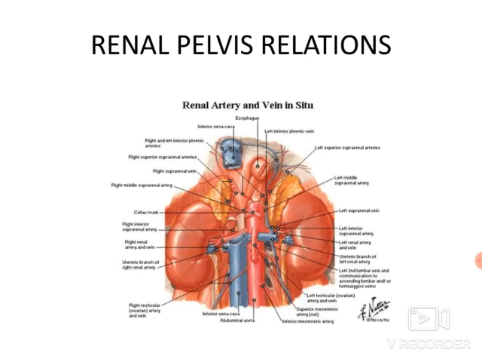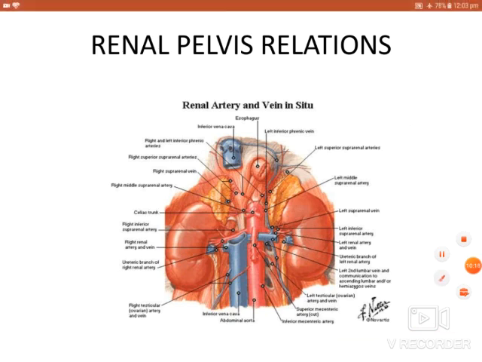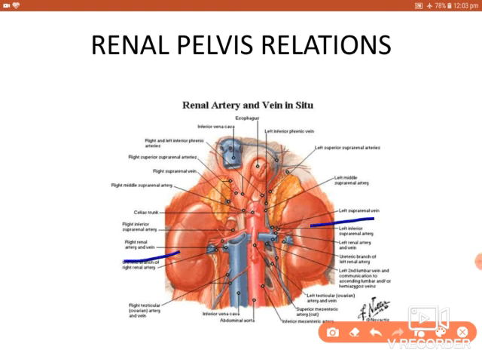Then coming to the relations of each part. Here is a closer view of the right and left kidney, an anterior view. We have removed the viscera and can see the posterior abdominal wall, mainly the kidney with its vessels. This is the inferior vena cava, and this is the abdominal aorta.